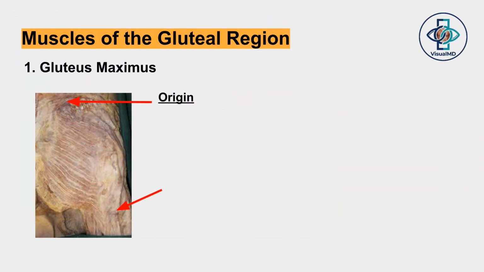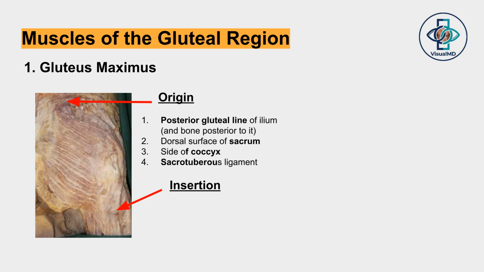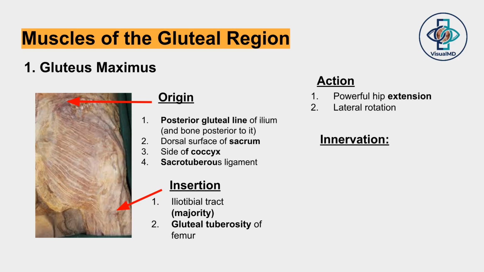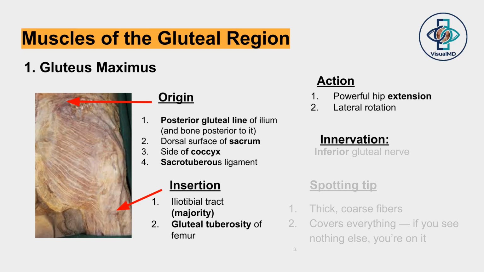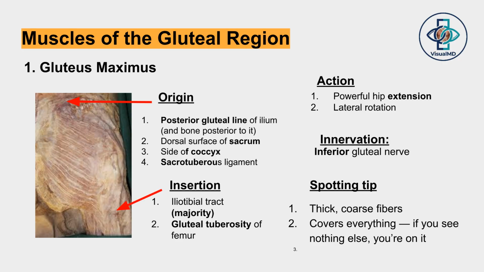Starting with the gluteus maximus, its origin is the posterior gluteal line of the ilium, dorsal sacrum, coccyx, and sacrotuberous ligament. It inserts into the iliotibial tract and the gluteal tuberosity of the femur. Its action is powerful hip extension and lateral rotation, innervated by the inferior gluteal nerve. A spotting tip is its thick, coarse fibers. If you see nothing else, you are on it.